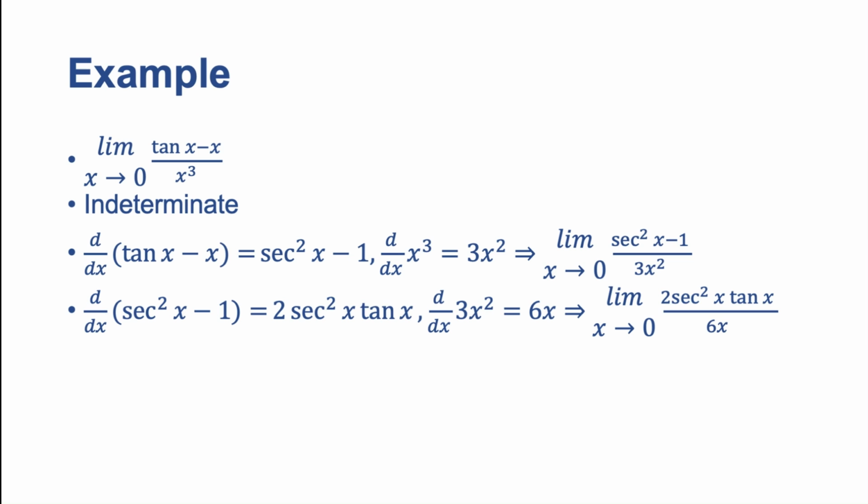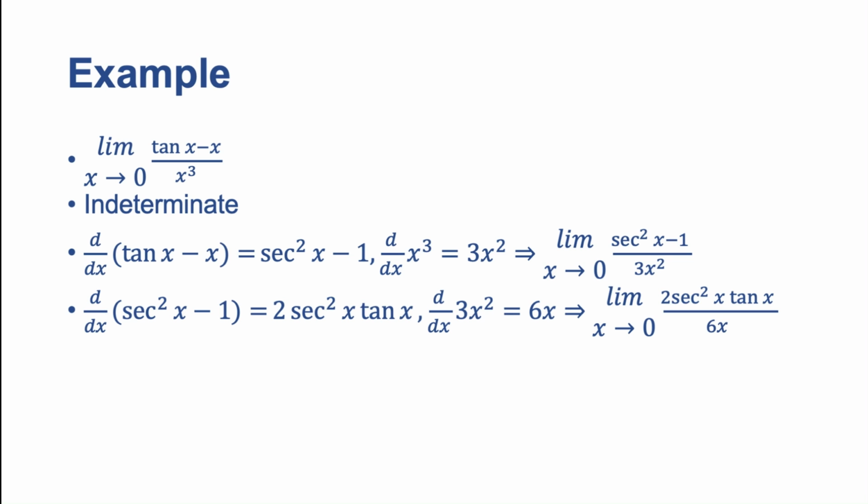So if I apply L'Hopital's rule again, I'm going to differentiate the top and the bottom. So if I differentiate the top, I need to differentiate secant squared of x minus 1. And if I do that, I'm going to get 2 times the secant squared of x times the tangent of x. Okay, now if I differentiate 3x squared, of course, another monomial, that will give us 6x. And now we can plug that into the limit.